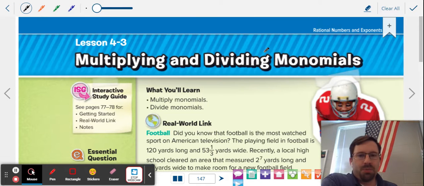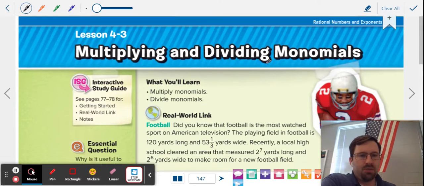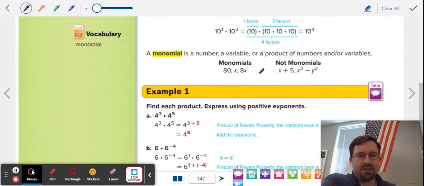Today, we're going to be working on multiplying and dividing monomials. So first off, what is a monomial? Okay, it's a single term. Mono means one, so it's either a number, a variable, a number times a variable, or you could also have a variable to a power in there as well.